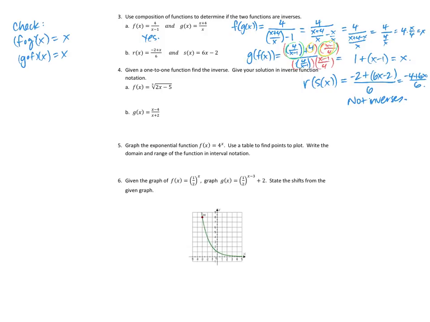Okay. Now I am given a one-to-one function, and I need to find its inverse. Okay, and so here I have the function y is equal to the cube root of 2x minus 5. And so the inverse function is going to do the opposite, so I can just cube the y and solve this for x. So I can add 5, and I can divide everything by 2.